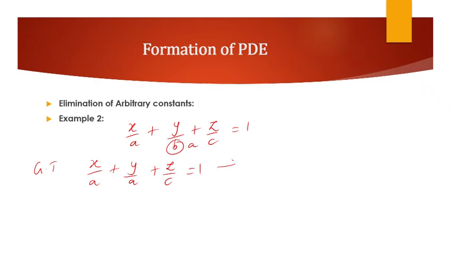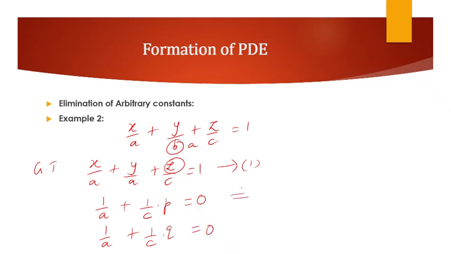Now we are going to differentiate this partially with respect to x. This gives us 1 by a plus 1 by c into dou z by dou x, that can be taken as p, and on the right hand side differentiating 1 we get 0. Similarly, differentiating partially with respect to y, the first term becomes 0 because there is no y in it. The second term becomes 1 by a, plus in the third term it is 1 by c into dou z by dou y, which is q, and on the right hand side 0.